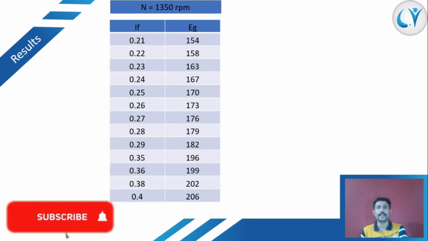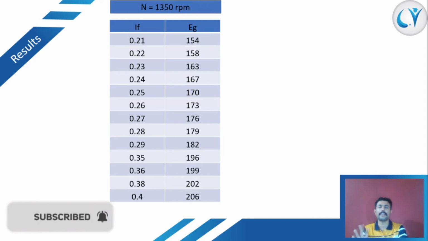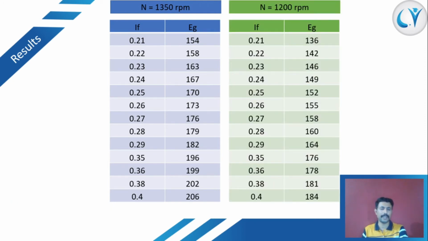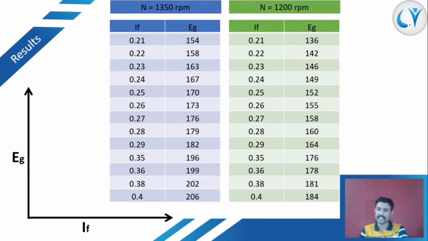And now it's time for results. We are going to plot both sets of results that we have taken from our experimental setup. The first set represents when the speed is 1350 rpm. The second set is when the speed is 1200 rpm. We are going to plot both these graphs, IF versus EG. The first blue graph looks like this and the green graph looks like this.